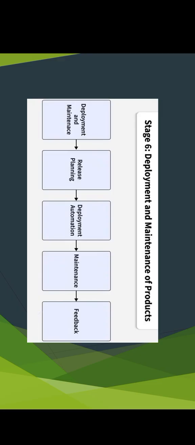The stage 6 diagrams are deployment and maintenance of the product: release planning, deployment automation, maintenance, and finally feedback. Last is maintenance. In this maintenance stage, post deployment support ensures long-term usability. Activities are bug fixes, performance tuning, updates and feature enhancements. Outputs are patches, updates and new versions. Key roles are support engineers and developers.